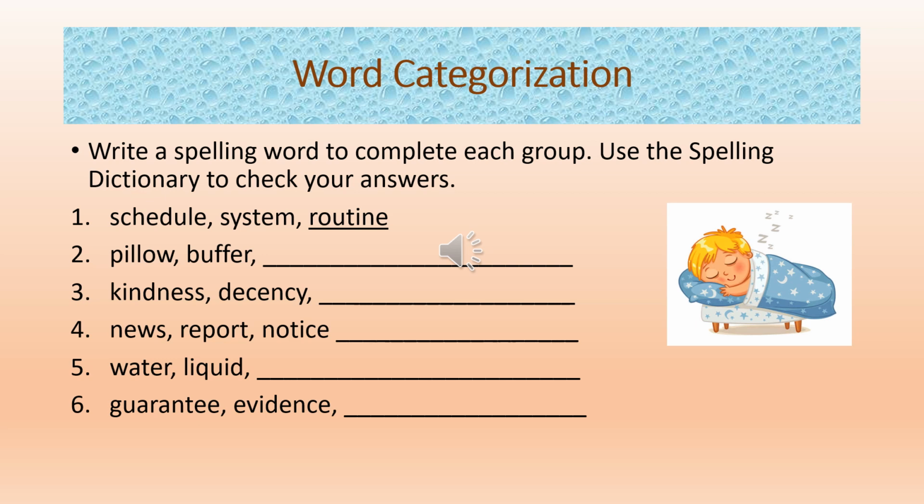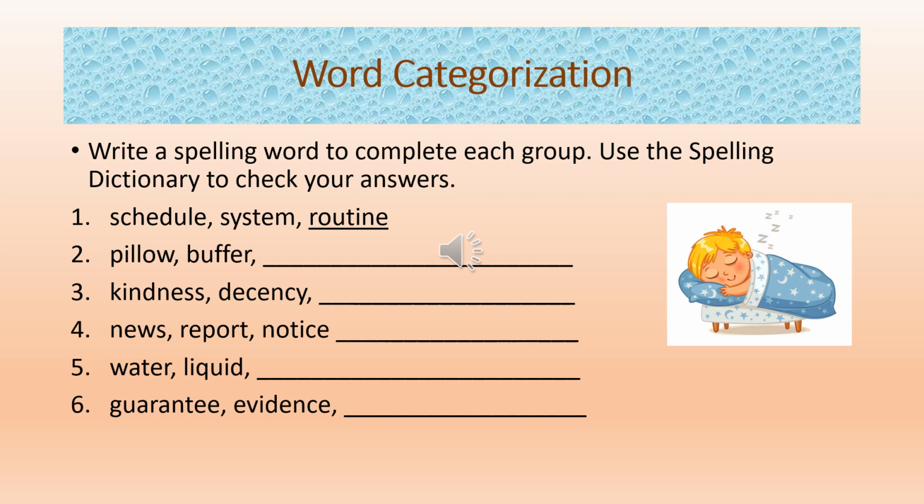Remember, class, that for the previous exercise and for this exercise, the answers are going to be the spelling words, the 20 words that you have at the beginning of the class. The word list is going to be the answer for this exercise too. Word categorization. Write a spelling word to complete each group. Use the spelling dictionary to check your answer. It's schedule, system, and the answer for number 1 is routine.